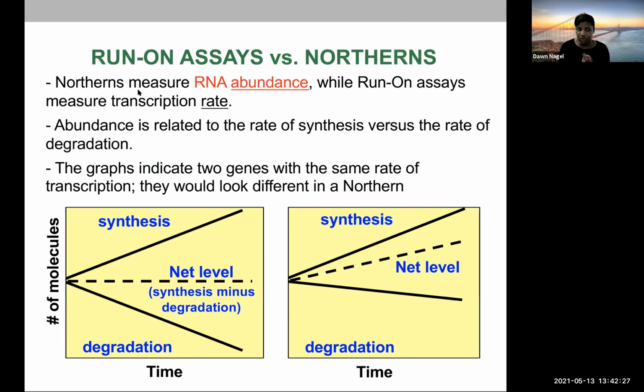Okay, so these two assays really help us to distinguish between, again, the steady state or net level of transcription and also the transcription rate or rate of initiation. Okay, so they're two just very different assays. They all look at gene expression. It just tells you what is happening within that level of gene expression. Okay.